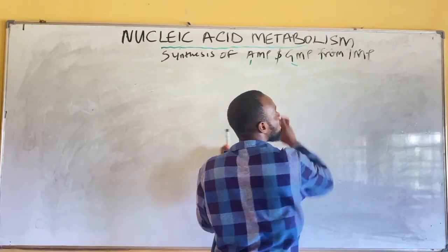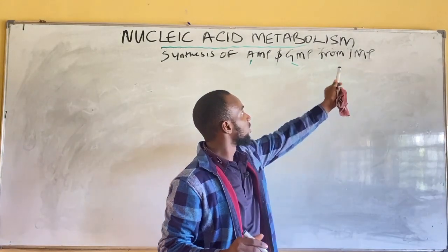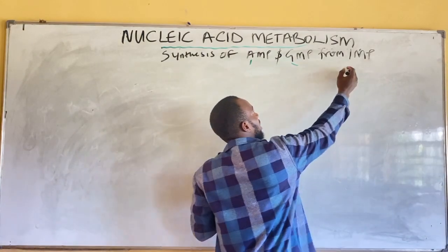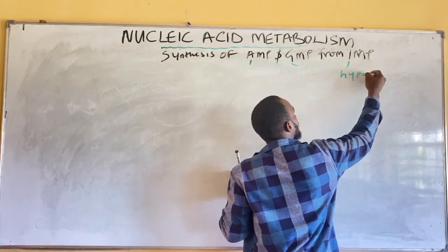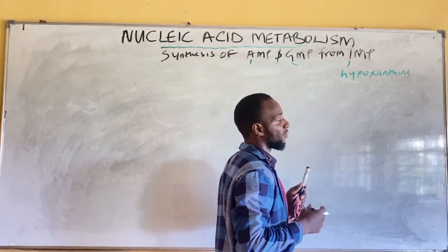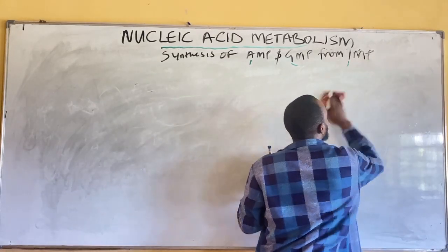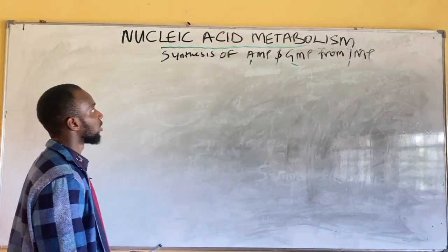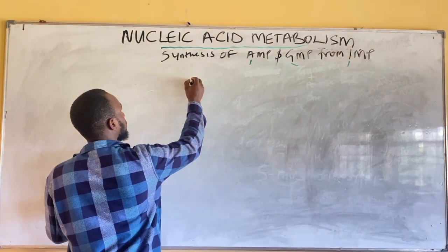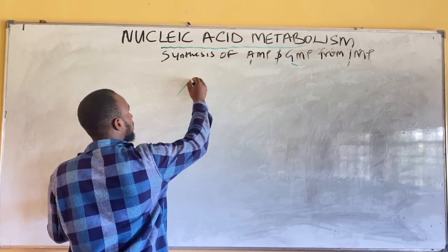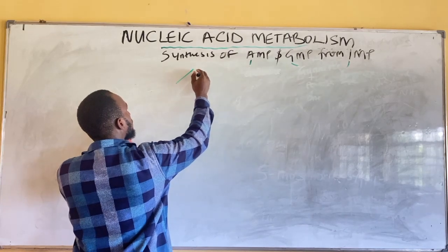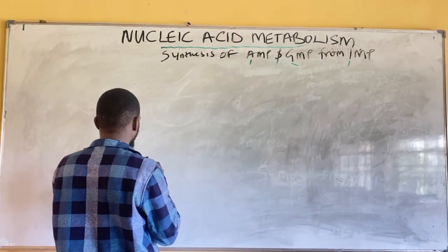The nitrogenous base of IMP is hypoxanthine. You understand? This is hypoxanthine, the nitrogenous base of IMP. So now, let's look at the structure of IMP. This is the structure of IMP.